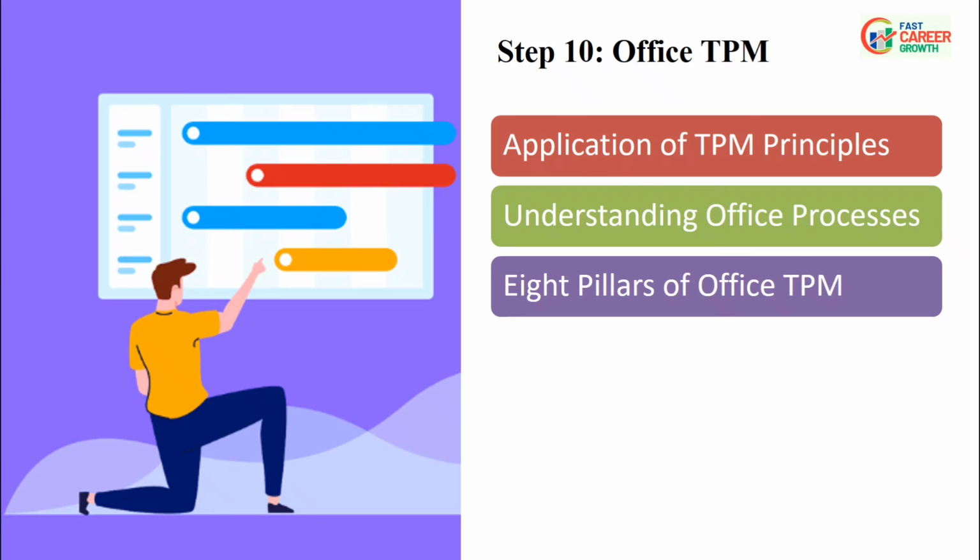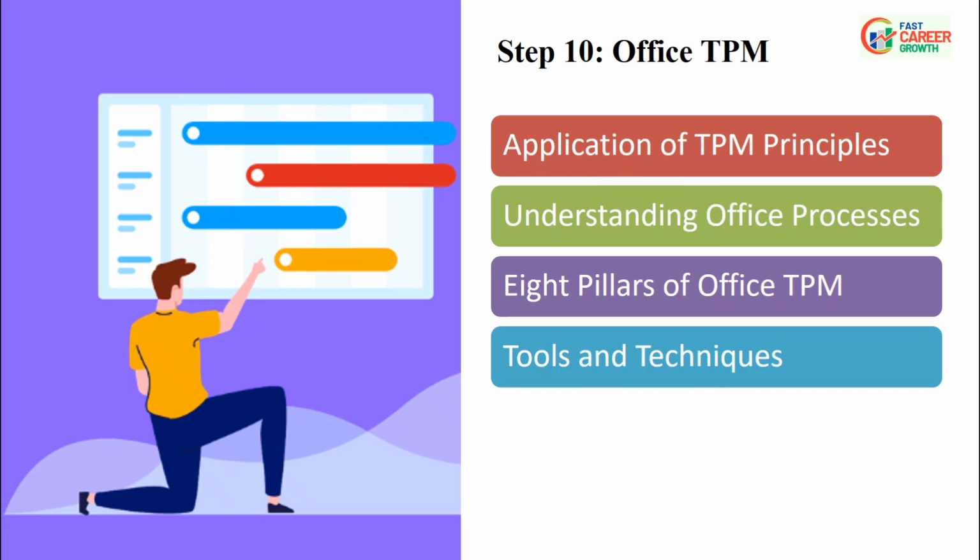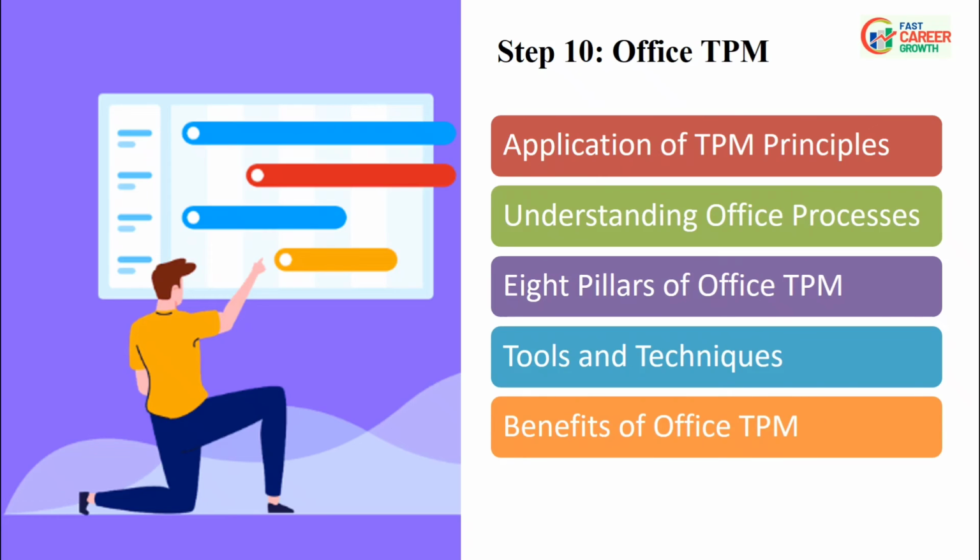Tools and techniques. Mention that similar tools and techniques used in manufacturing TPM, such as 5S, sort, set in order, shine, standardize, sustain, and OEE, overall equipment effectiveness, can be adapted for office TPM to enhance organization and efficiency. Benefits of office TPM. Discuss the benefits of implementing office TPM, including increased productivity, improved quality of work, reduced lead times, enhanced employee satisfaction, and cost savings through reduced waste and errors.